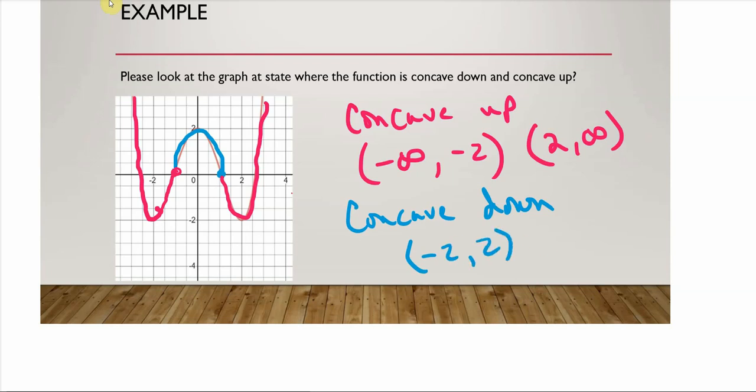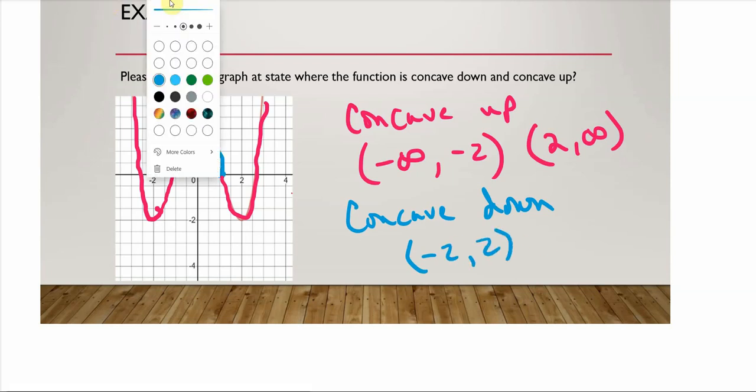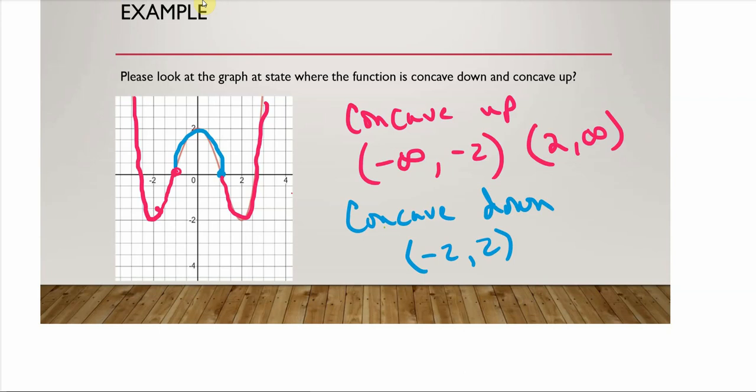Now some people are going to say, hey sir, do I use brackets or do I use parentheses? And I'm going to tell you that we're going to use parentheses because this dot here is neither concave up nor concave down. That dot right there is neither concave up nor concave down. And those guys are going to have a special name. These are going to be points of inflection. Okay? And points of inflection are neither concave up nor concave down.